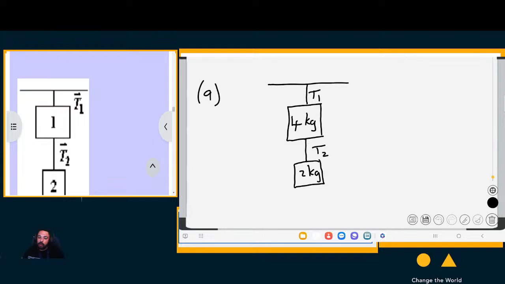But so we need to work out now. Let's go back to the problem. What do they want us to do? What does this problem want us to do? Let's go check.